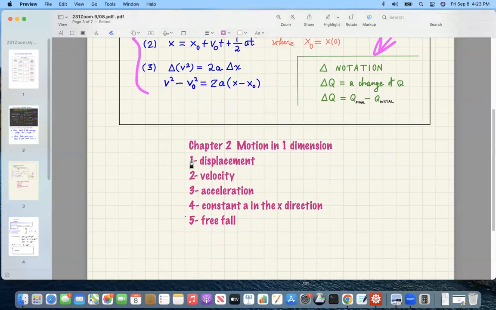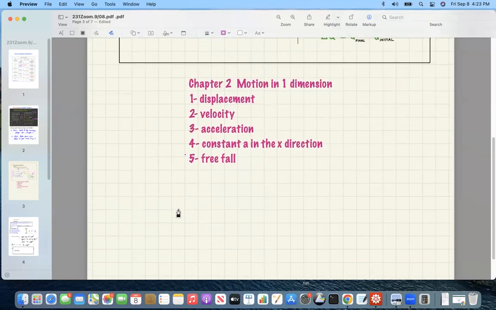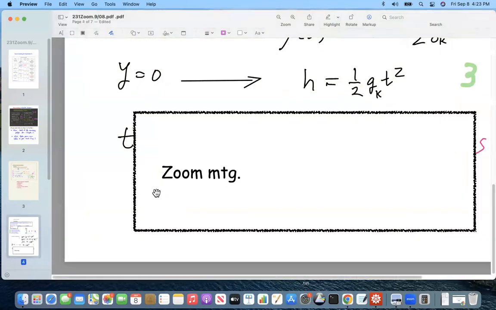All right, so chapter 2 has 5 sections. Write down the important equations for each of those 5 sections. You can use a page of equations front and back during the exam, and you're going to need it for the homework anyway.